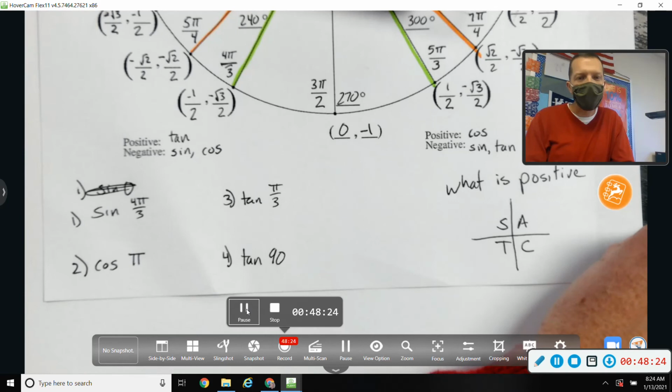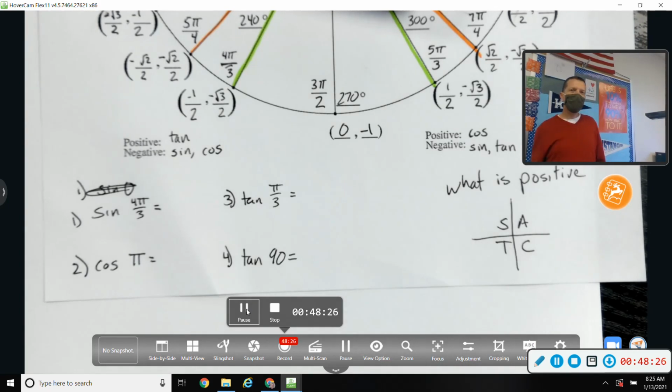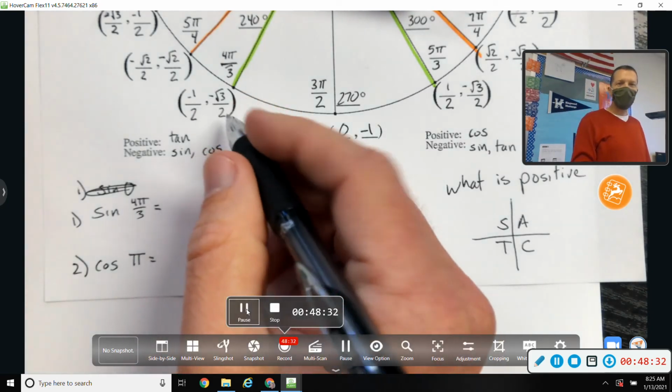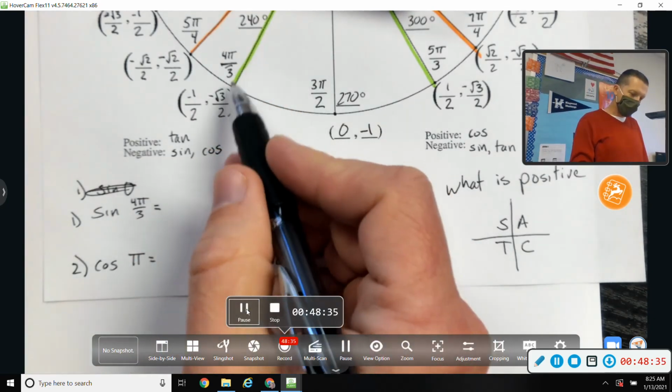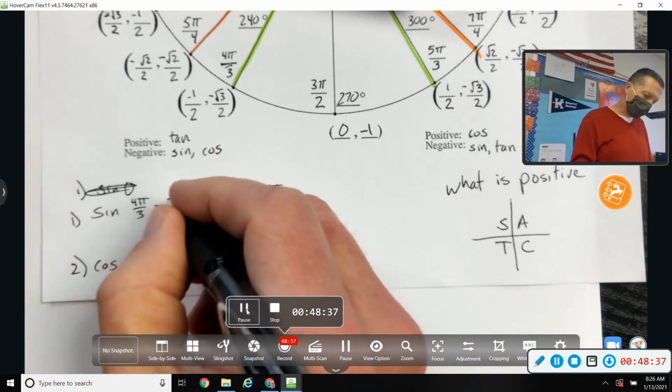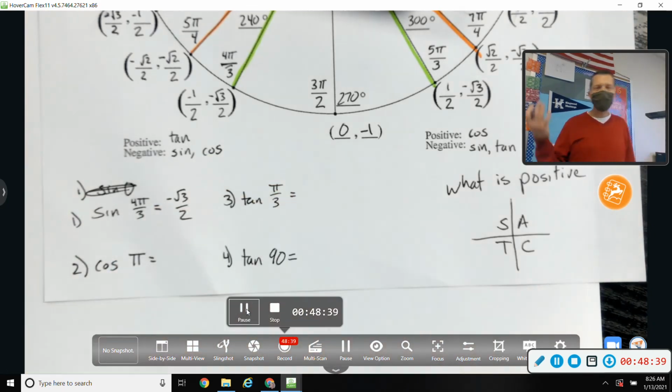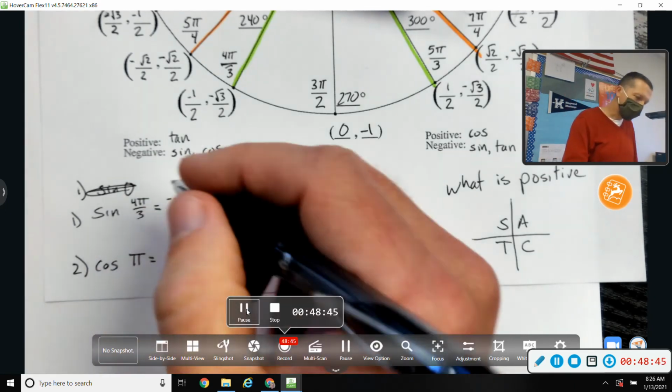All right, sine of 4 pi over 3, what's that equal to? Negative root 3 over 2, right? I go to 4 pi over 3, I pick off the y coordinate, negative root 3 over 2. Easy peasy. How about the cosine of pi? Negative 1. I go to pi, I look at the x coordinate, it's negative 1.